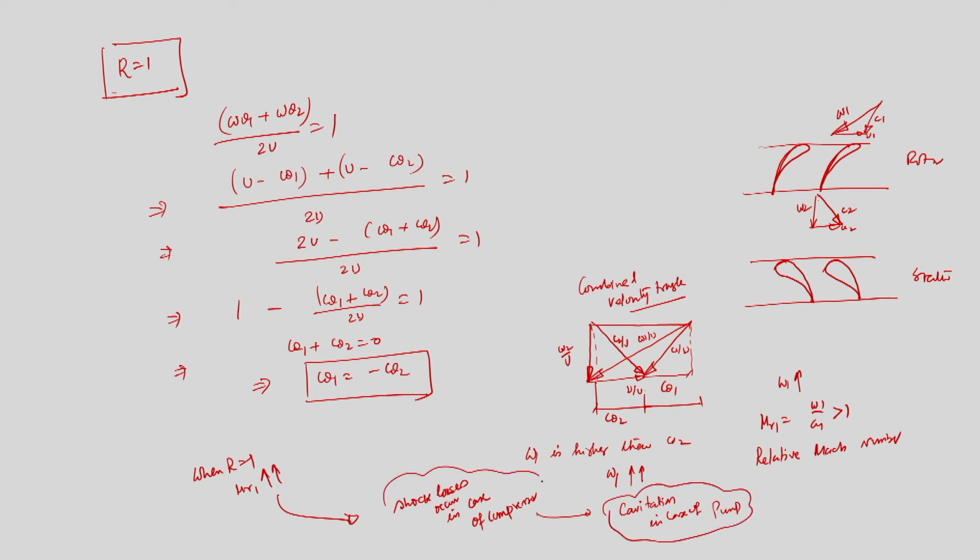So, we have taken different cases of R equal to 0.5, and R equal to 0. Example is a Pelton wheel, there is no change in pressure across the wheel, I mean static pressure no change, P1 is equal to P2, P2 minus P1 is equal to 0, because water strikes the bucket at atmospheric pressure and leaves at atmospheric pressure.